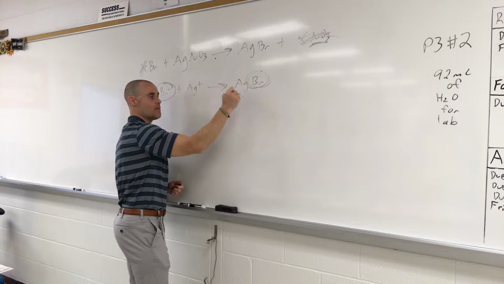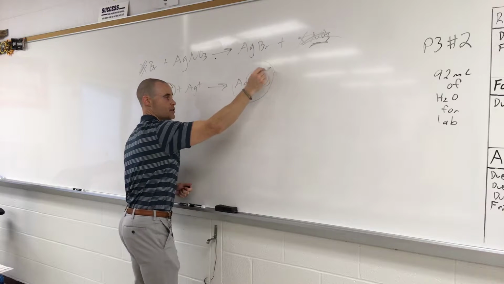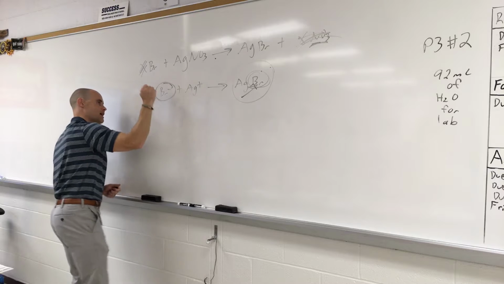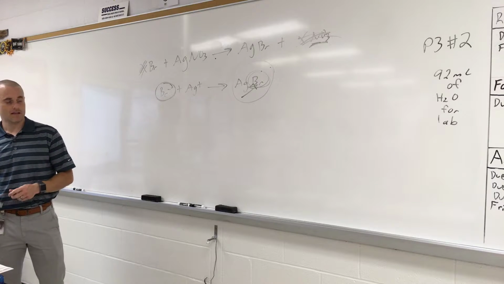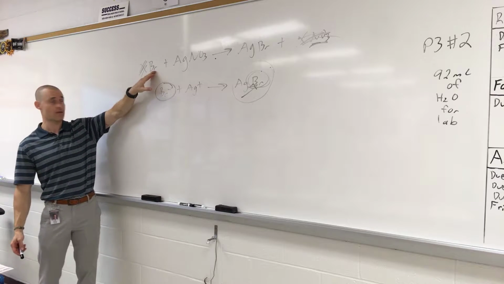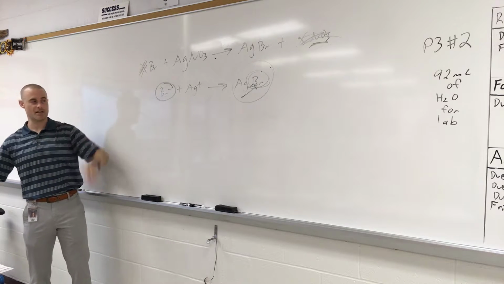So if you know the mass of this, you can figure out the mass of just the Br, which is the same as that. Then you can figure out the percent. Once you get the mass of part of it and you know the whole mass, percent's easy.